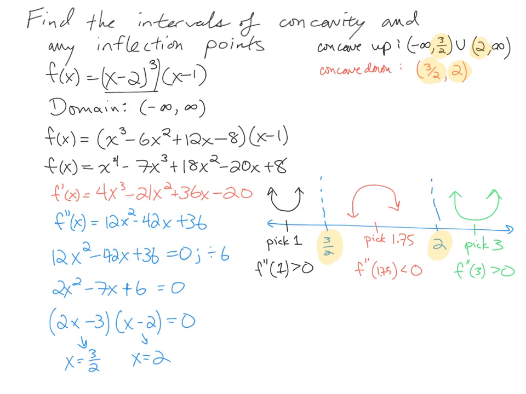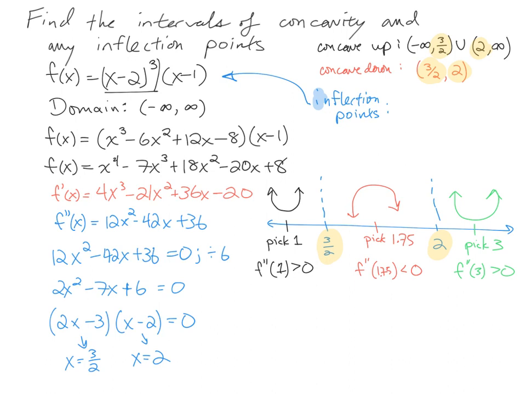Lastly, the inflection points. We need an x and y coordinate, and to be clear, inflection points are points that are on the original function. So we know where they are happening. Inflection points happen where concavity changes. So here, the concavity changes at 3/2 from positive to negative, and the concavity changes at 2 from negative to positive.